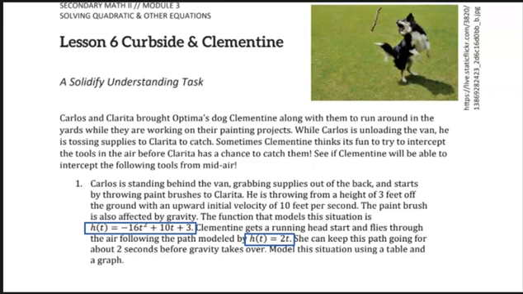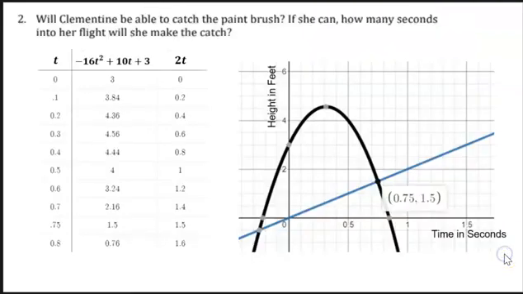This question asks us to model the situation using a table and a graph. We can use the table and the graph to answer question 2, but before we do, let's take a close look at both the table and the graph that I generated with Desmos. In the graph, you can see a parabola and a straight line. The parabola represents the path of the paintbrush that Carlos is tossing to Clarita. The line is the path of the dog, Clementine.